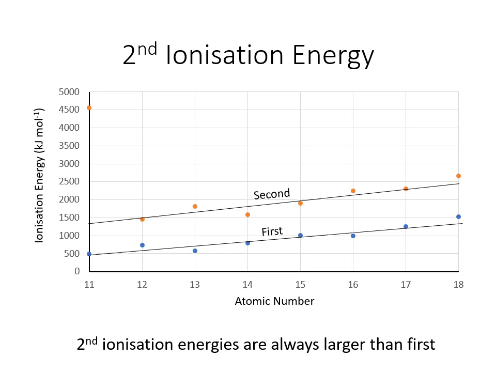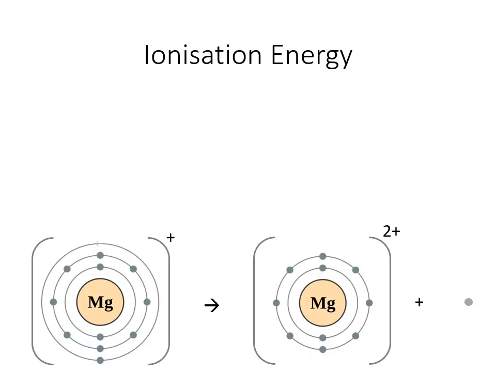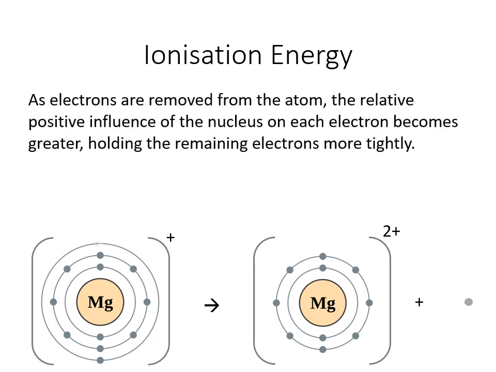Now, why is this? Well, here's our second ionization energy. We've got the Mg+ ion. We are removing an electron, and we've now got the Mg2+ ion. And have a read, please.